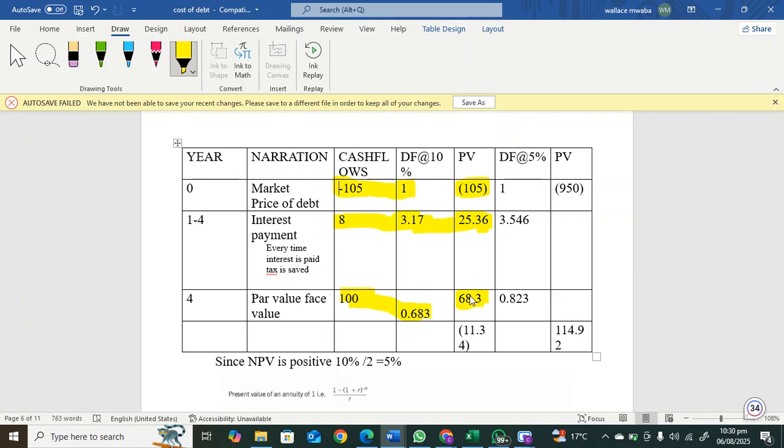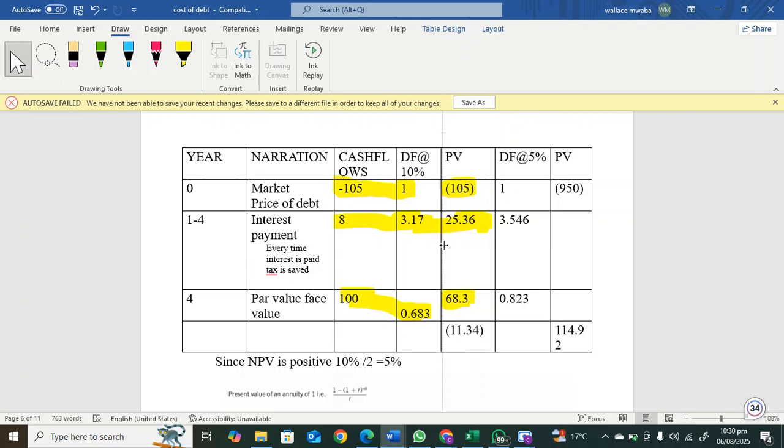Remember, what's happening here is we're just getting present values, okay, colleagues? So do not be confused with this year and the narration part. Here we're just getting present values. Any questions before I move further?